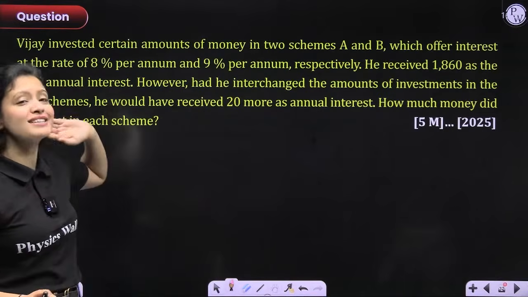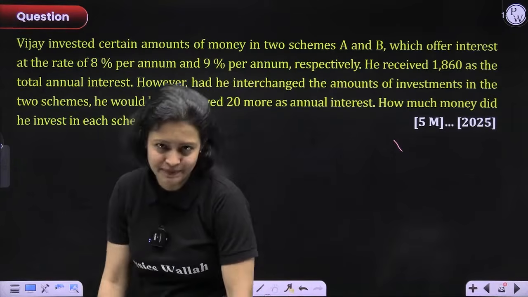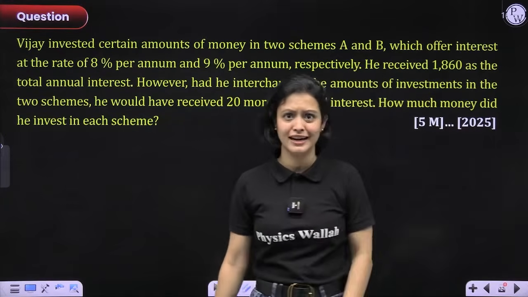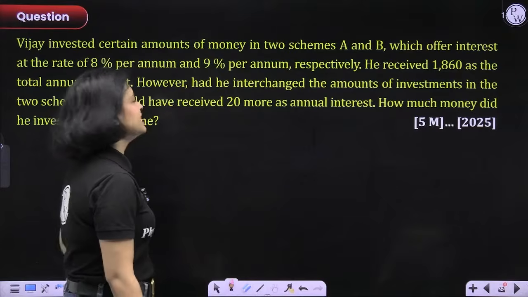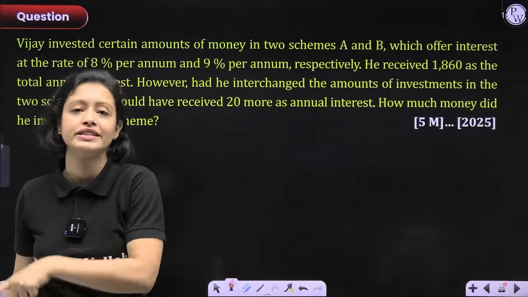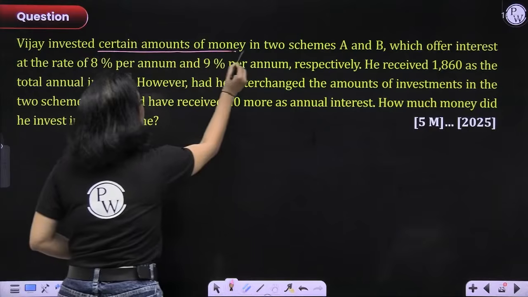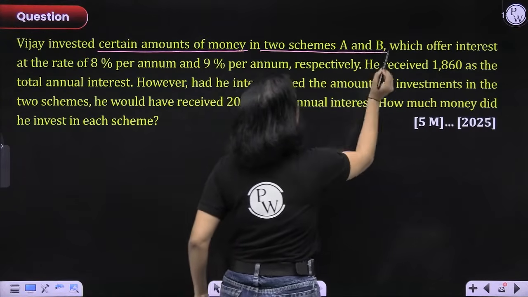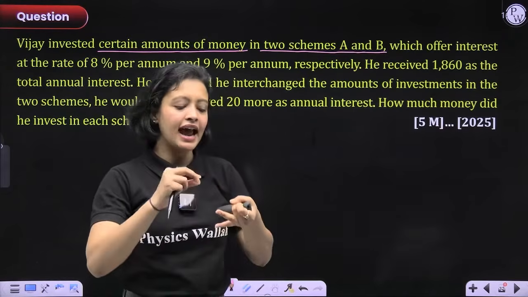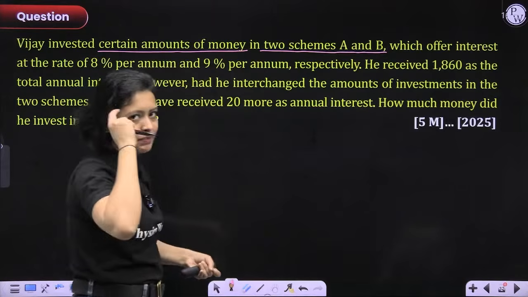With that, let's move on to the second word problem that was asked in 2025 and this one was not so easy. Okay? But not so hard either. 5 marks, guys. A 5 mark question, right? So it would be a bit difficult. Chalo ji, let's read the question first of all and figure out our unknown quantities that we will set as x and y respectively. Vijay invested certain amounts of money in 2 schemes, A and B. This is important because this is something not given to us. The amount of money invested in A and the amount of money invested in B is unknown. Like these two are unknown. Okay, keep it in mind.